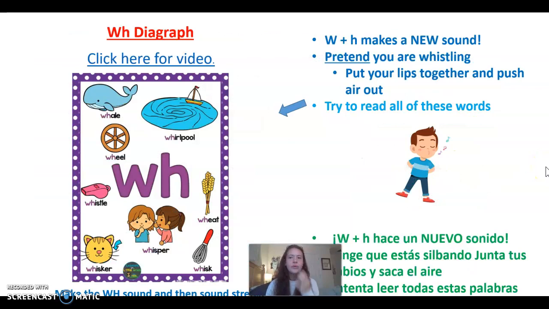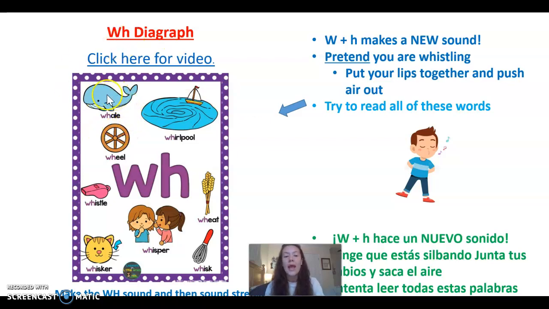So today, you guys are going to practice making the w sound. And I want you to put your lips together and pretend that you are whistling. W, w, w. And I want you guys to practice that. So let's try and read all of these words together. Put your lips together and make the w sound and then finish the rest of the word.